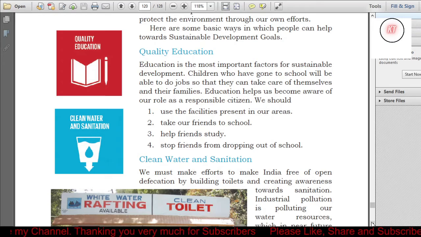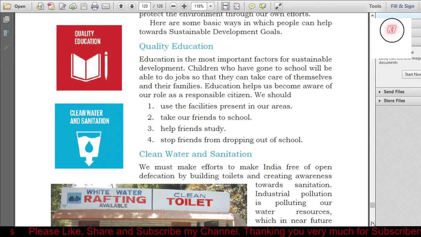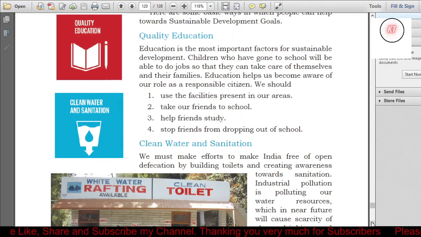Quality education. Education is the most important factor for sustainable development. Children who have gone to school will be able to do jobs so that they can take care of themselves and their families. Education helps us to become aware of our roles as responsible citizens. We should use facilities present in our areas, take friends to school, help friends study, and stop friends from dropping out of school.